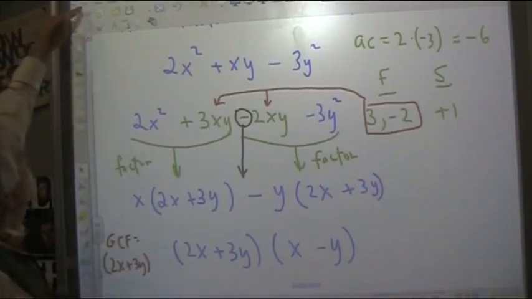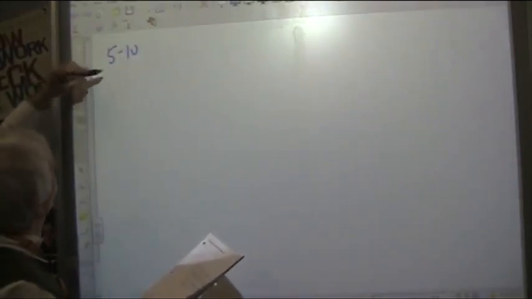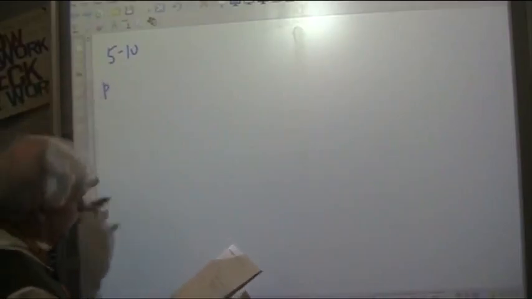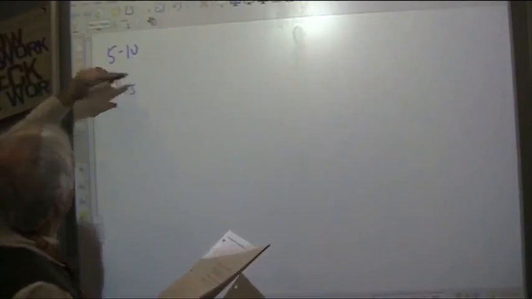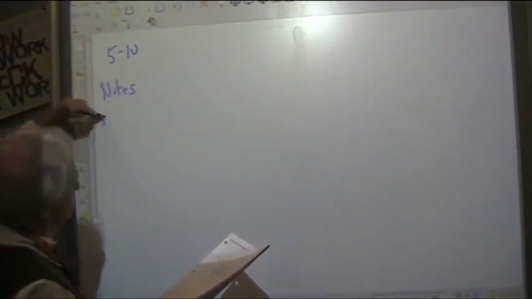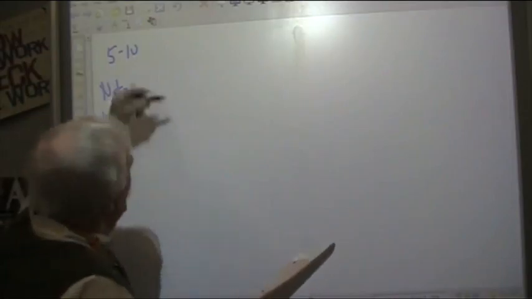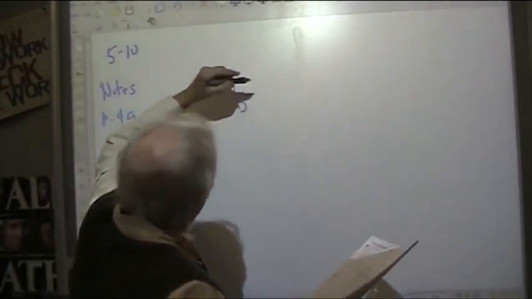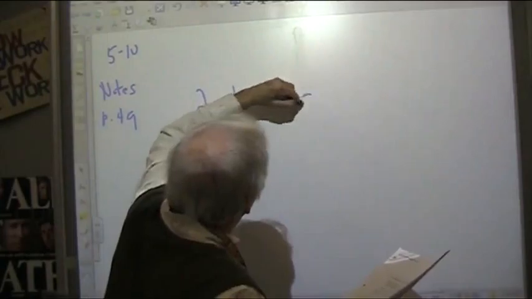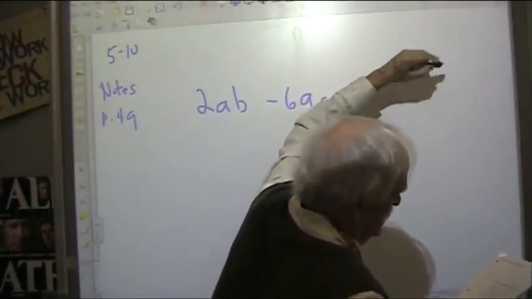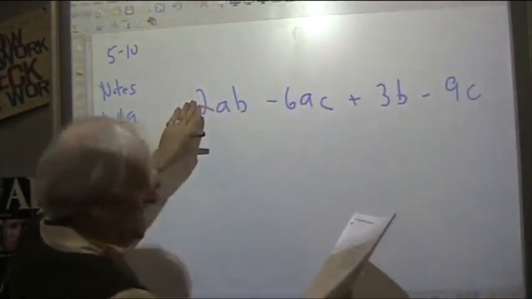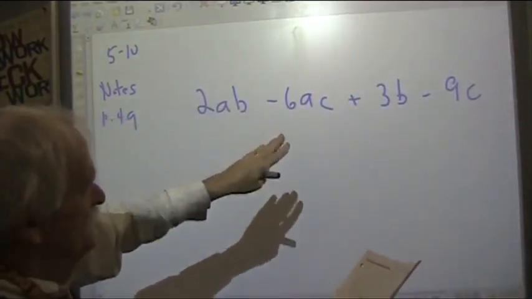All right. So ladies, let's take a look now at your front cover here, page 49. Here I write notes. All right, so this example we've got: 2ab minus 6ac plus 3b minus 9c.